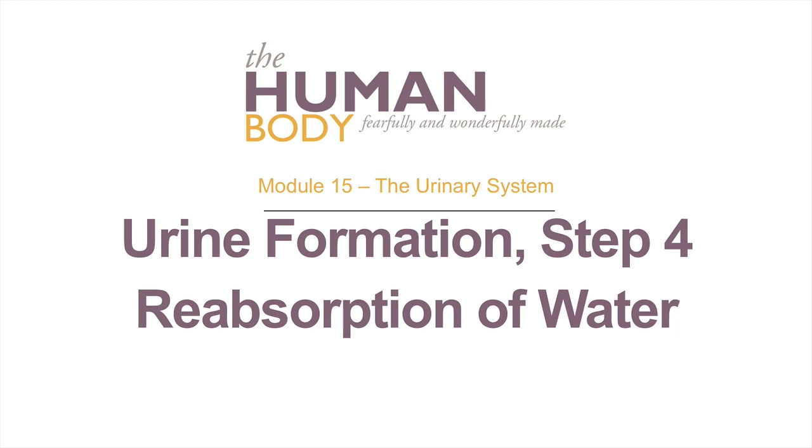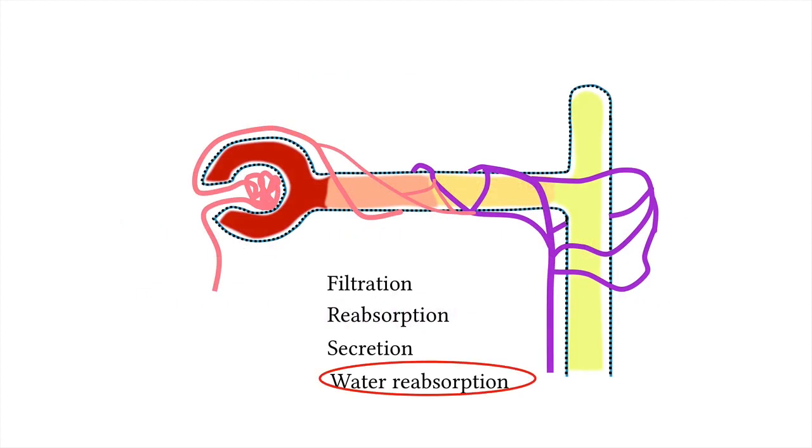Module 15, the urinary system. Urine formation, step 4, reabsorption of water. The fourth and final step of how the kidneys form urine is the reabsorption of water.